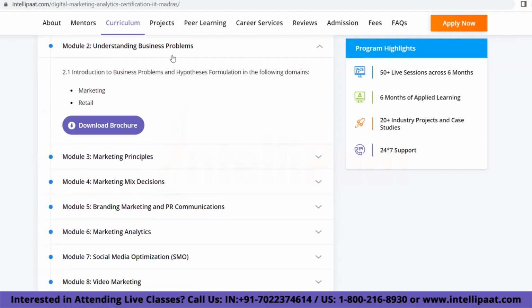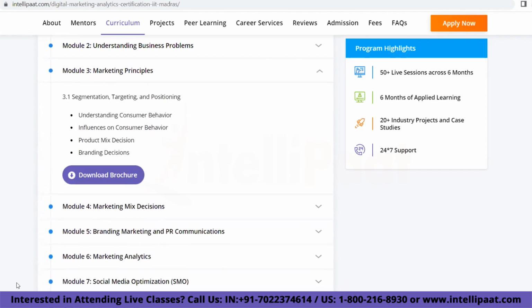Module 2 is understanding business problems. Now of course, even though you're in the digital marketing field, understanding what problem a particular business is facing, only then you'll be able to work towards it, right? That is why we are giving you module number 2, which is understanding business problems.